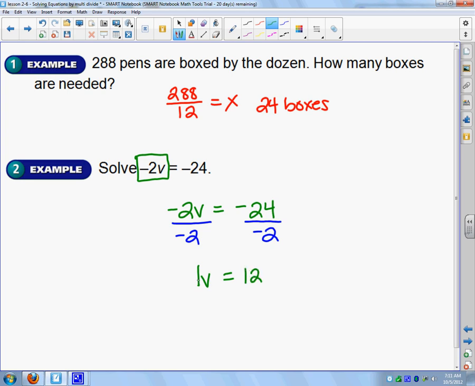Now, a lot of times people don't put this 1v on there because it's the identity property of multiplication. So they just write v equals 12. And then you can check your answer just like we did in the addition and subtraction video. You put it in here. Negative 2 times 12 equals negative 24. So I know I got it correct.